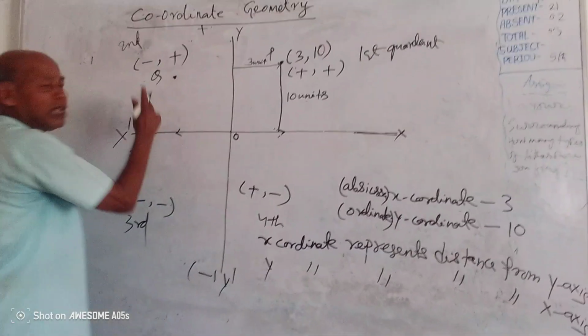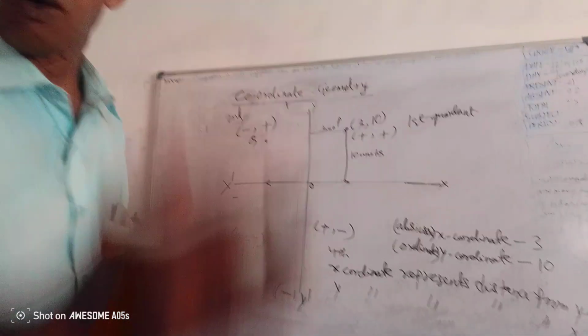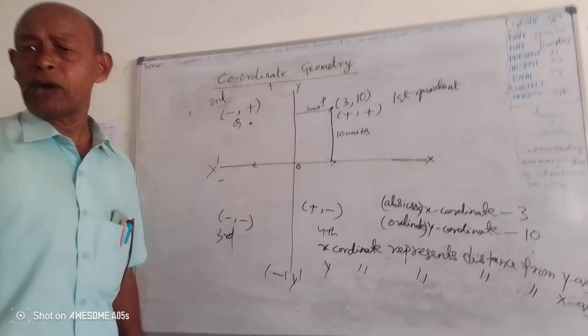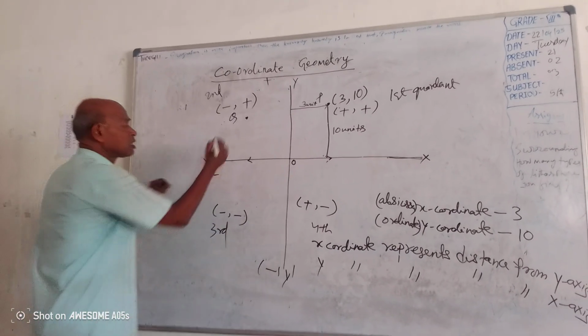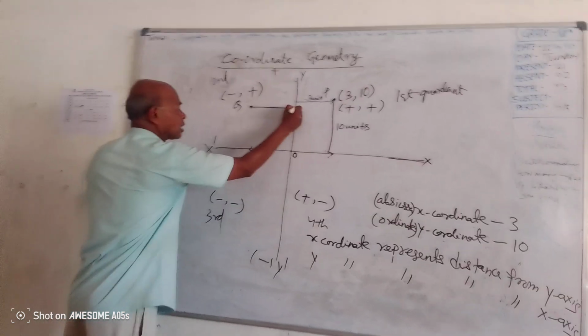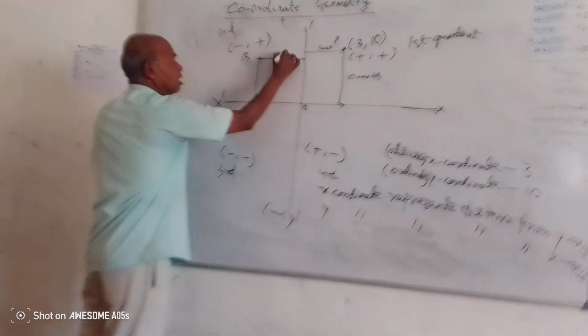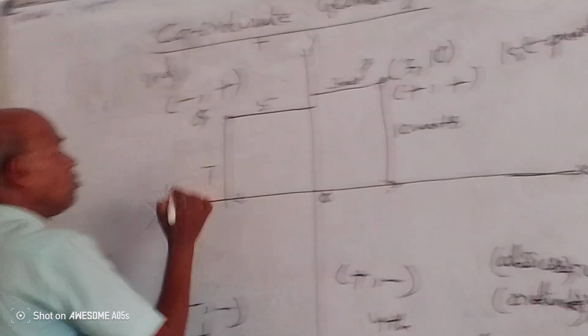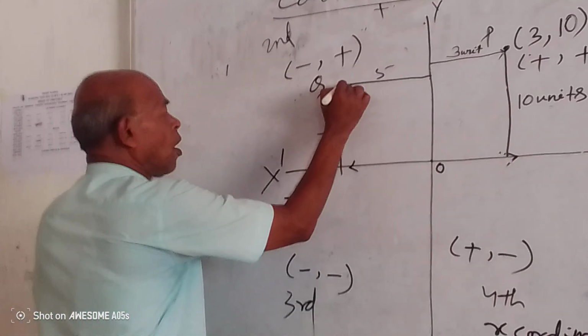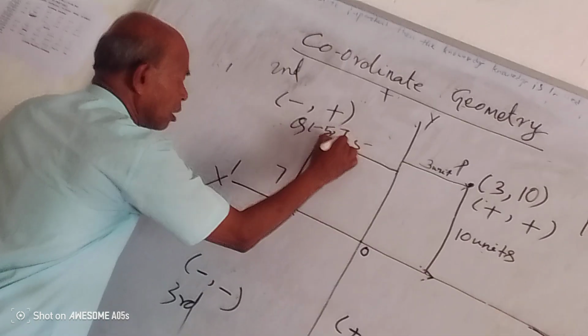Now suppose this is a point Q, and we are interested to find its coordinates. Now you have to draw two perpendiculars like this, as I am drawing. Suppose this is 5 units and this is 7 units, so point Q का coordinate कितना होगा, (-5, 7).